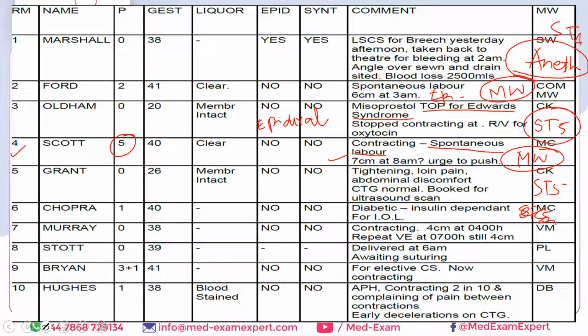Okay. Room number 6, I can see she's second gravida, 40 weeks, and she's diabetic, insulin dependent, for IOL. I will assign one of my senior midwives there, and ask how the induction is now, has her induction been started or is she still waiting for the induction.